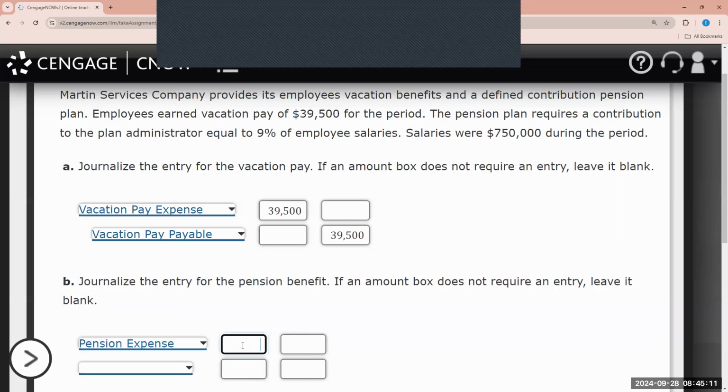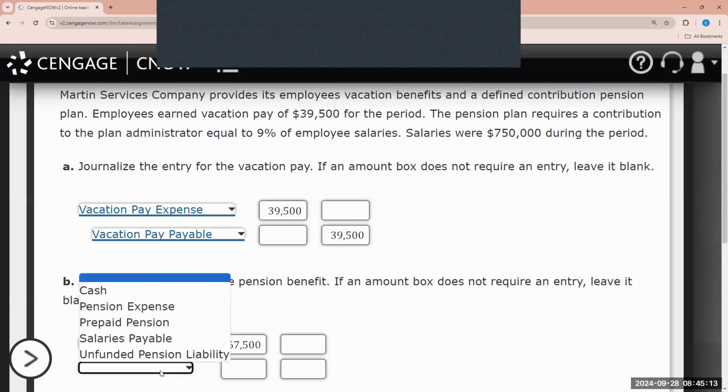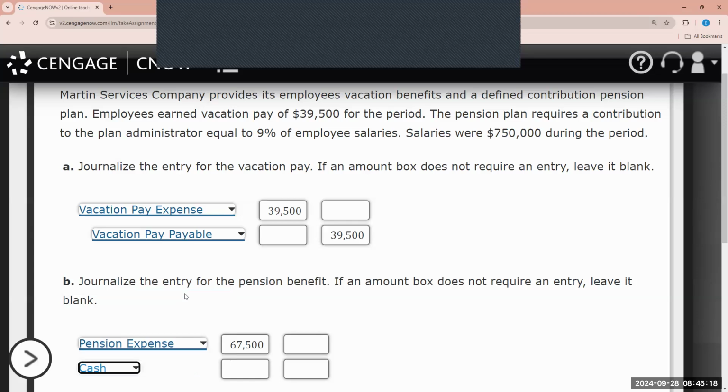We debit our pension expense for $67,500. And in this case, we would credit cash. Why? Because we are paying this $67,500 to fund the pension plan. So this problem is fairly simple. The key thing, again, is just understanding the logic of what is happening.